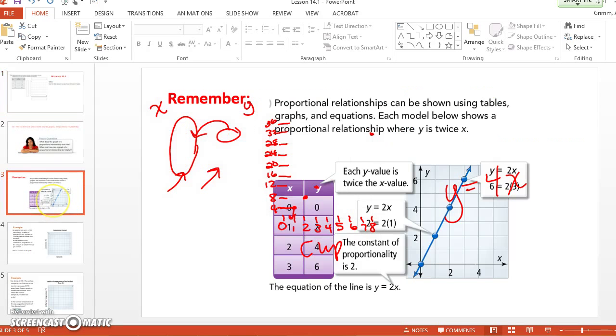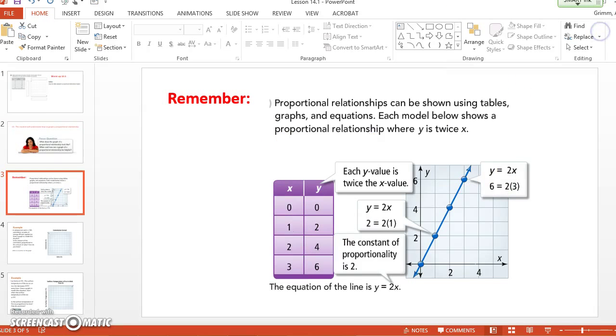Okay, so this slide is here just to review basically everything I just did with you. I basically just reviewed every single concept. So you've got your table, you've got your graph, it's showing you your equation. This constant of proportionality is 2. So everything I just reviewed, here it is in one slide.